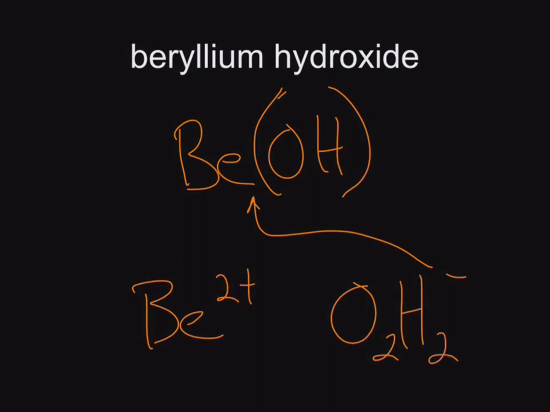But what I do is I put parentheses around the ion and then take the 2 and put that outside the parentheses. So beryllium hydroxide has this formula, Be parentheses OH close parentheses 2.